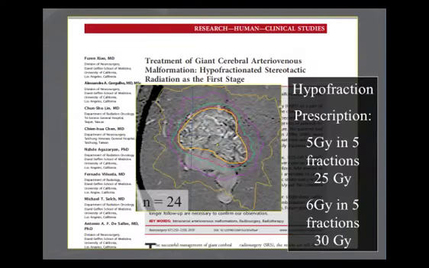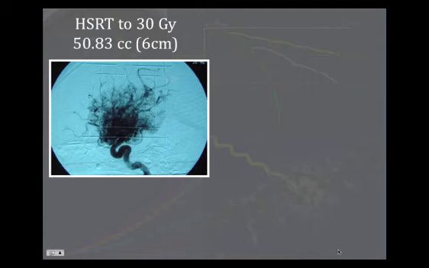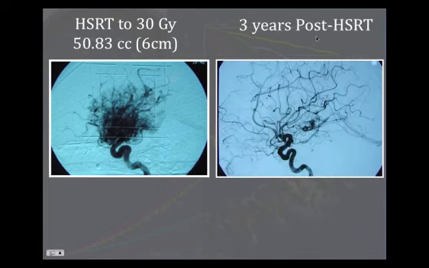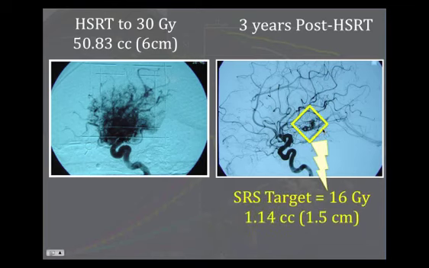And we recently published the results on 24 cases that were treated like this. Our hypofractionation scheme is to a total dose of 25 or 30 gray. And this is just one of the results. So this is a large AVM, 6 centimeters in the major diameter, treated with 30 gray, so 6 gray in 5 fractions. And the 3-year follow-up shows still a small residual with a high flow fistula.